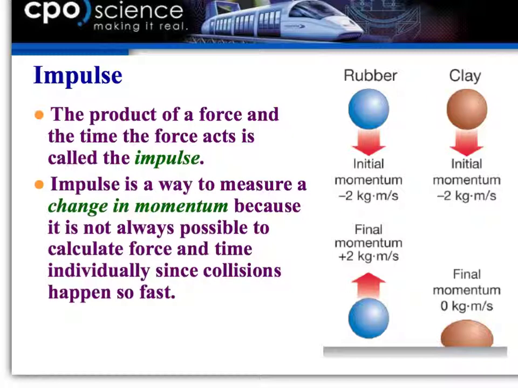Impulse. The product of a force and the time the force acts is called the impulse. Think of the egg demonstration in the video that we watched a couple weeks ago. Impulse is a way to measure a change in momentum because it is not always possible to calculate force and time individually since collisions happen so fast.